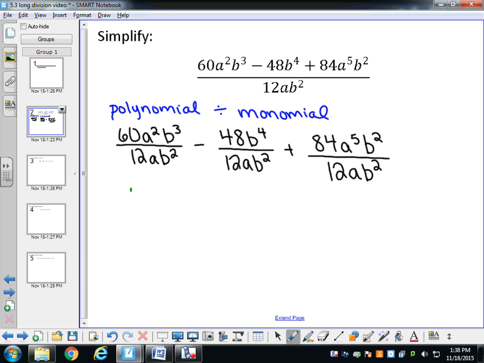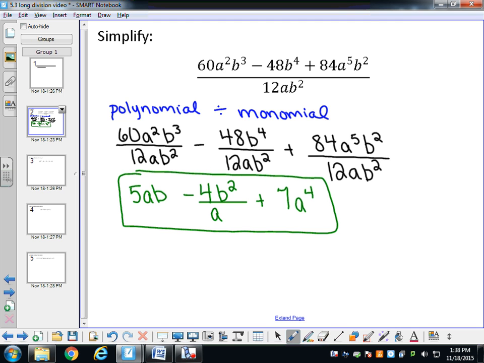60 divided by 12 is 5. A squared divided by a is simply a. And b to the third divided by b squared is b. Minus 48 divided by 12 is 4. There is no a in the numerator, so the a in the denominator stays where it is. B to the fourth divided by b squared is b squared. Plus 84 divided by 12 is 7. A to the fifth divided by a is a to the fourth. And b squared divided by b squared is simply 1. So this would be my final answer.